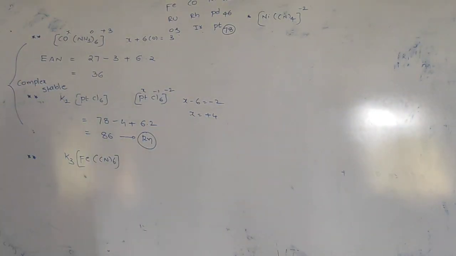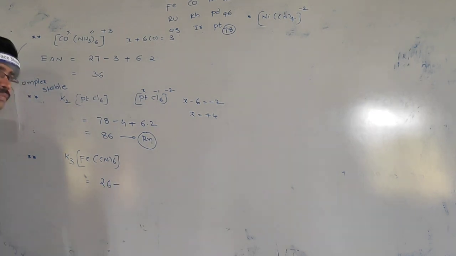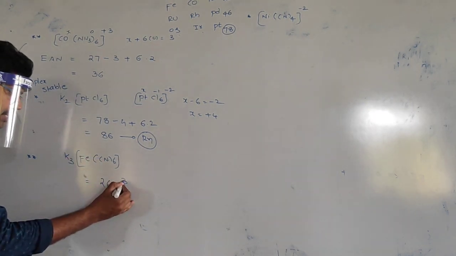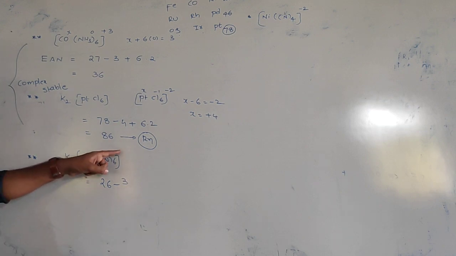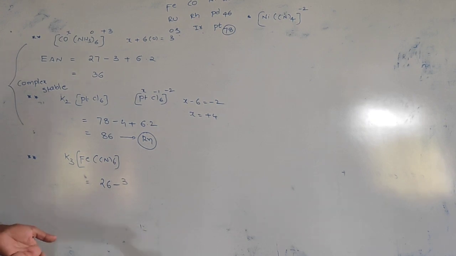K3[Fe(CN)6]. Students, iron is 26, am I right? If you calculate its oxidation state, I think this is 3. Do you agree with me or not? The charge is minus 3, I think. Say the oxidation state is x. x minus 6 is equal to minus 3. Then what about x? Plus 3. Say yes or no?